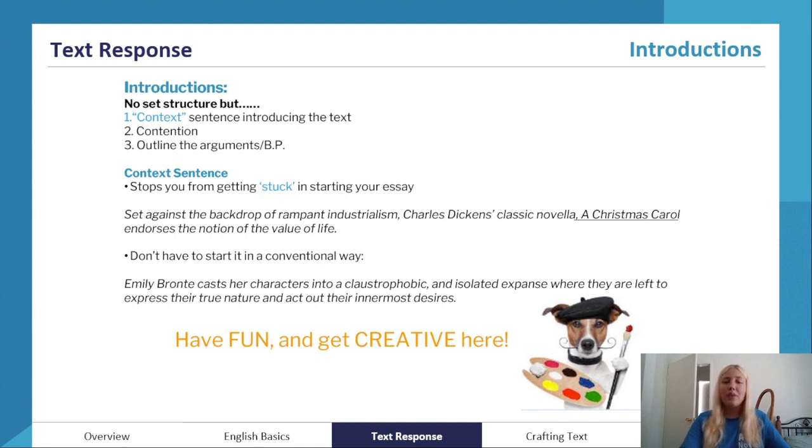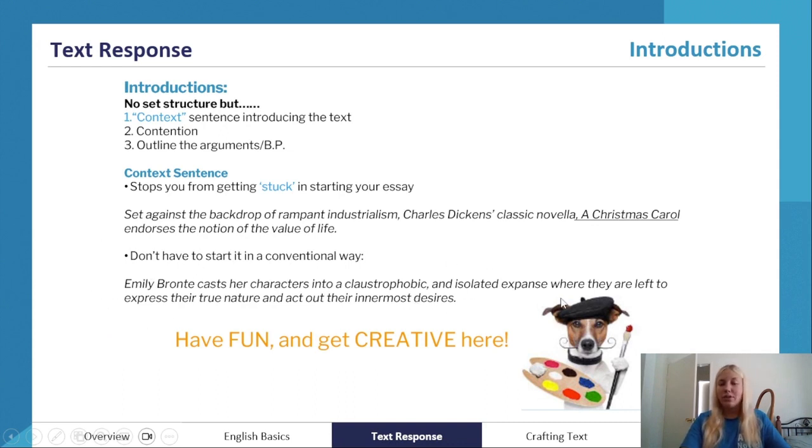And you can still make them fun and creative. They don't have to be conventional. So a conventional one may look something like this: set against the backdrop of rampant industrialism as our social context, Charles Dickens' classic novella, A Christmas Carol, endorses the notion of the value of life. Obviously, how else will we introduce the title, the author's full name, the genre and text type, and the context? So context sentences are very important, and we see a different way to do it.